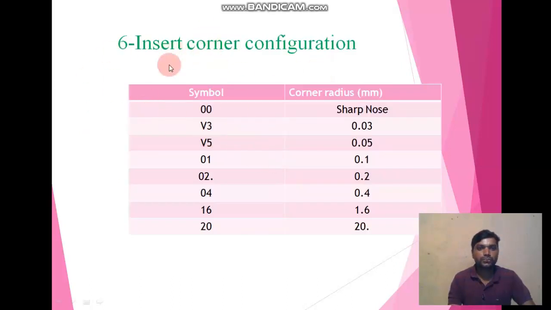Next we have the 6th position, that is insert corner configuration. The 6th position defines the corner radius of that insert. If in the 6th position we have the symbol 00, it indicates the insert has a sharp nose. If there is the symbol V3, it indicates the corner radius of that insert is 0.03 mm. If there is 04 in the 6th position, it indicates a 0.4 mm corner radius. Likewise we have symbols indicating the corner radius in mm.